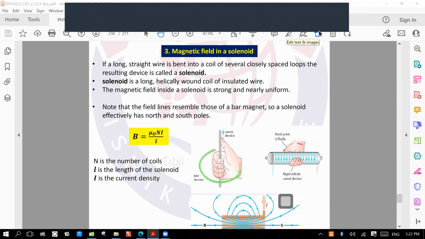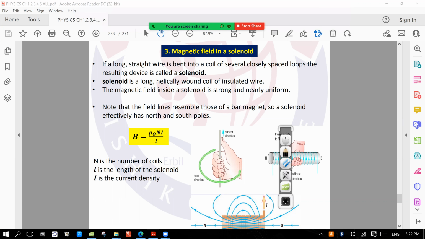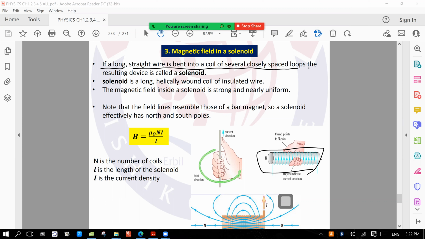First of all, we know that when the current goes through the wire, the magnetic field will be concentrated around the wire. And later on, we bend this wire into the coil, and then we change it to the solenoid. Now, first of all, we have to know about the solenoid. Its shape is kind of like this, a long straight wire bent into a coil of several closely spaced loops. The resulting device is called a solenoid.